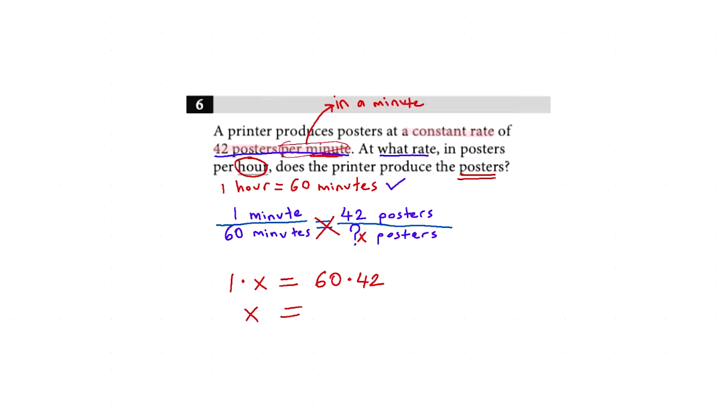The correct answer is what? The correct answer is 2,520. So you're going to type into the boxes when you take the SAT math test, 2,520. 2,520 posters is what this printer produced in 60 minutes, or per hour, in 1 hour.